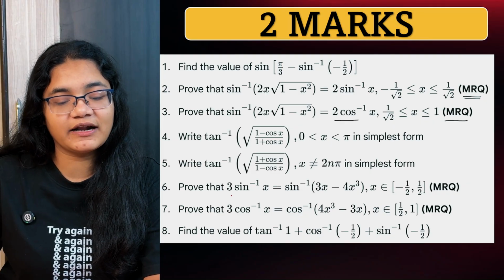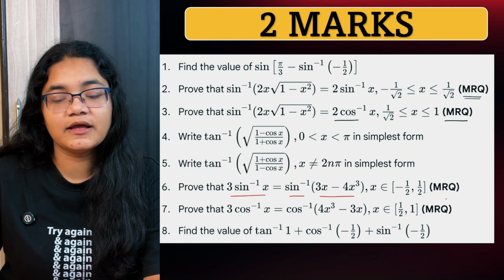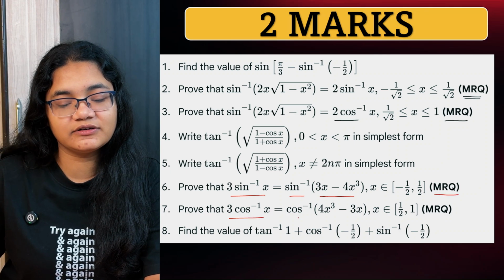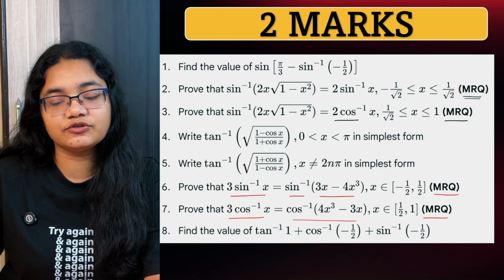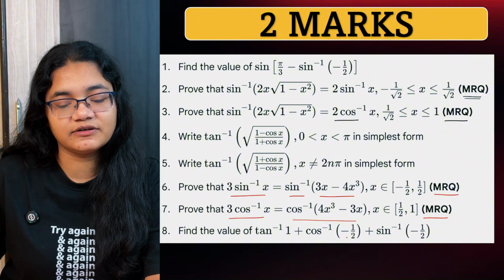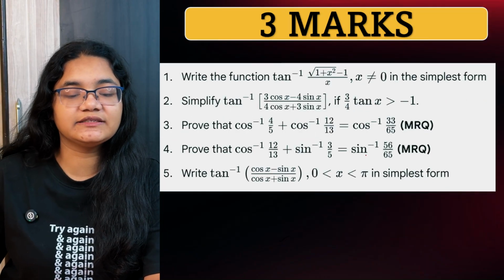And then you have: prove that 3 sin inverse x is equal to sin inverse (3x - 4x³), which is your most repeated question. Again, prove that 3 cos inverse x is equal to cos inverse (4x³ - 3x), which is also a most repeated question. Now find the value of tan inverse 1 plus cos inverse (-1/2) plus sin inverse (-1/2). Next we will see 3-marker questions.